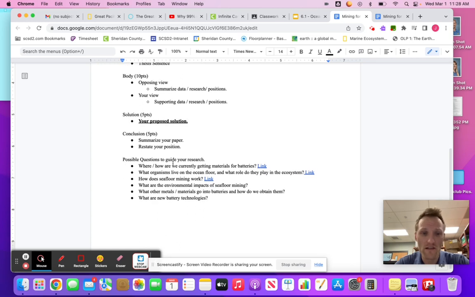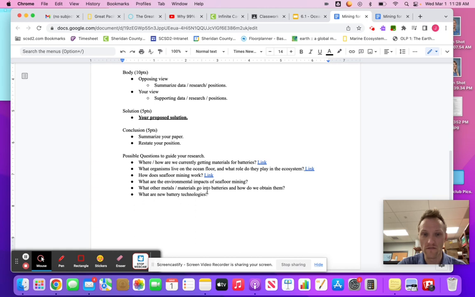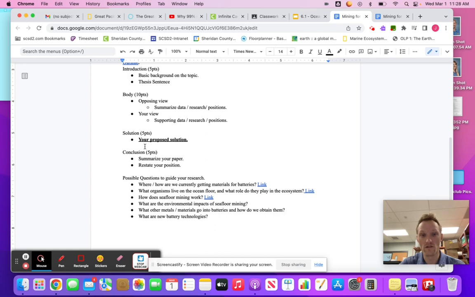Some questions down here can help get you going. Like, where or how do we currently get materials for batteries? What organisms live on the seafloor, and what role do they play in the ecosystem? How does seafloor mining work more specifically? What are the environmental impacts of seafloor mining? What are other metals or materials going into batteries, and how do we obtain those? And then what are maybe some new battery technologies? That one might be something good for a solution here.